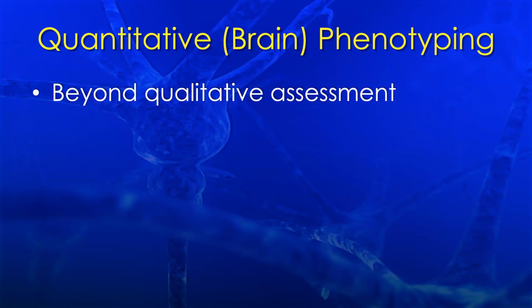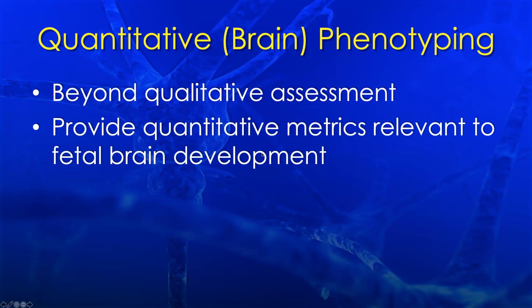In addition, we've been working really hard on quantitative phenotyping, particularly in the brain, because we want to go beyond the qualitative assessments, which don't have a very large dynamic range and can suffer from variability from reader to reader. So we want to provide quantitative metrics that are relevant to fetal brain development, and ideally relevant to what you all would like to do in the future in terms of interventions. Can we detect abnormalities that are actionable? And can we monitor the responses when you provide treatments?